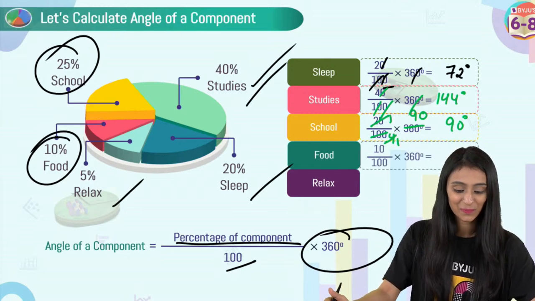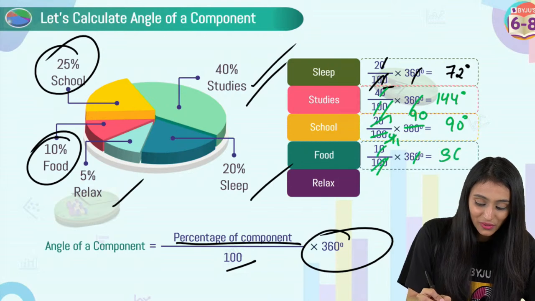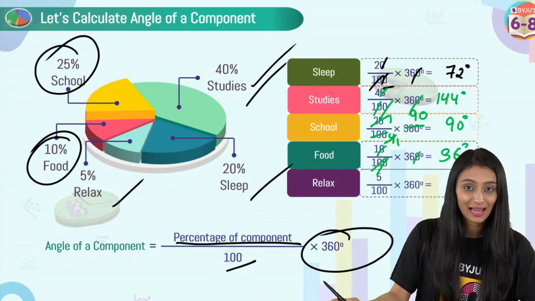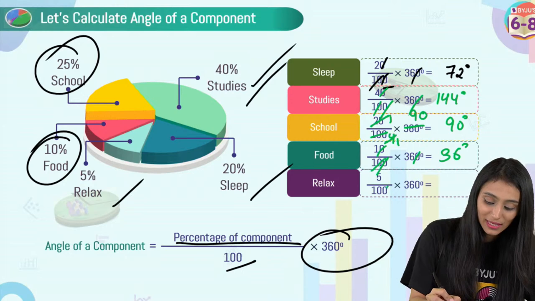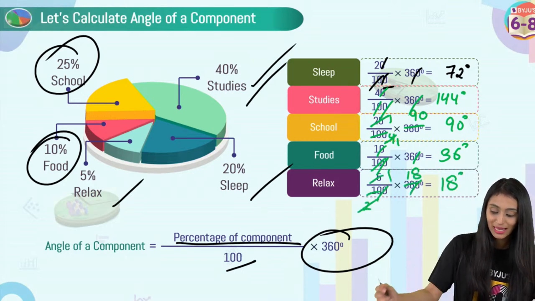Alright, moving to the food. It's 10%, so 10 by 100 into 360. Let's cancel out. We have 36 degrees. Talking about relax, okay? So let's cancel this out. 5 times 1, 5 times 2, 2 times 1, it's 18. That's going to be 18 degrees.